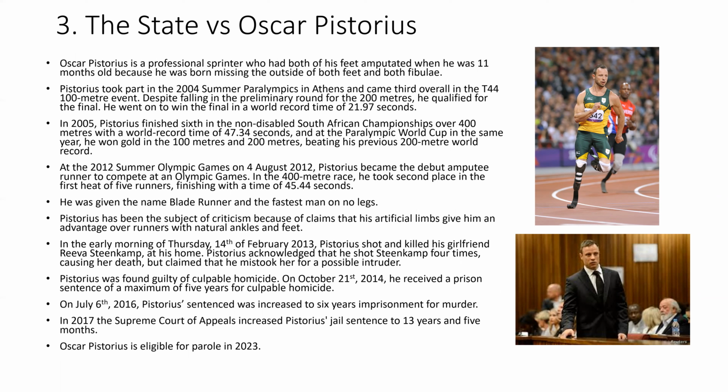Pistorius was found guilty of culpable homicide. In October of 2014, he received a prison sentence of 5 years. On July 6, 2016, Pistorius was sentenced to 6 years. They increased his conviction from culpable homicide to murder, so they increased the sentence for that. In 2017, the Supreme Court of Appeals increased Pistorius' jail sentence to 13 years. Oscar Pistorius is eligible for parole in 2023.